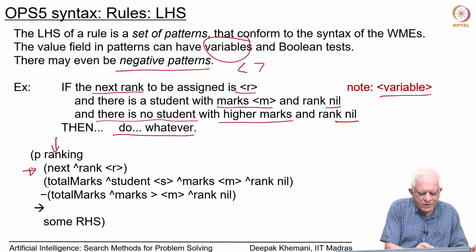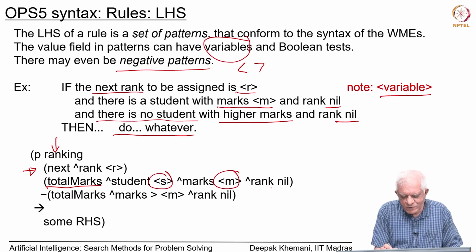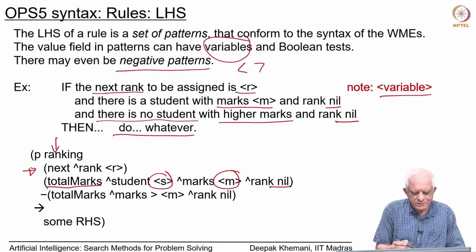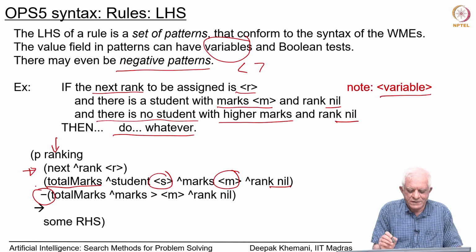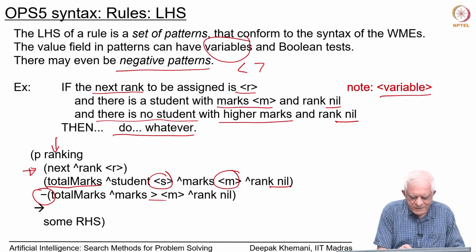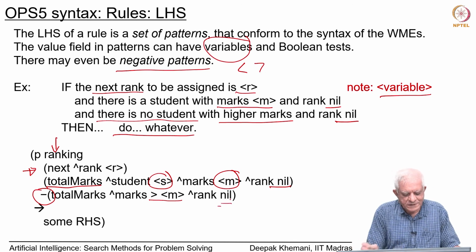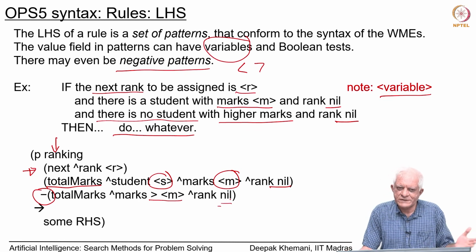Is there a record which is called total marks, in which there is some student, we do not care who the student is, and has got some marks, we again do not care what those marks are, but we do care that the student has not been assigned a rank here. And the negative pattern comes in here, it says that there is no record in which a student has marks greater than m and rank nil essentially. Then we are ready to assign a rank to this student essentially.